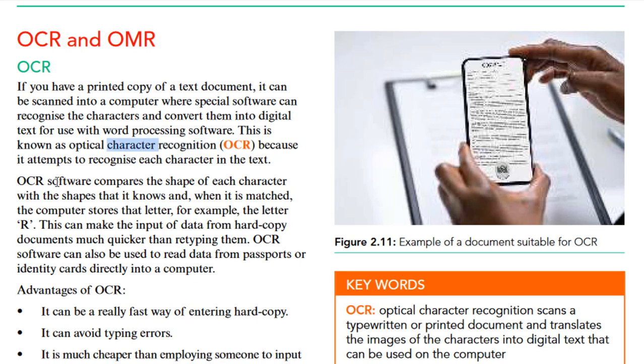Okay, OCR software. The software compares the shape of each character with the shapes that it knows, for example ABCs or 1, 2, 3s, and when it is matched, the computer stores that letter, for example the letter R. This can make the input of data from hard copy documents much quicker than retyping them. Like if you have your book and you scan it with OCR, it's going to be like this document. This document is not an image because I can actually select the text in it.